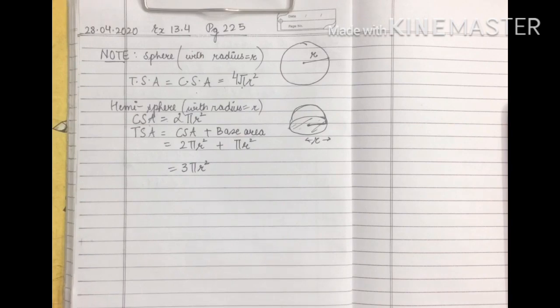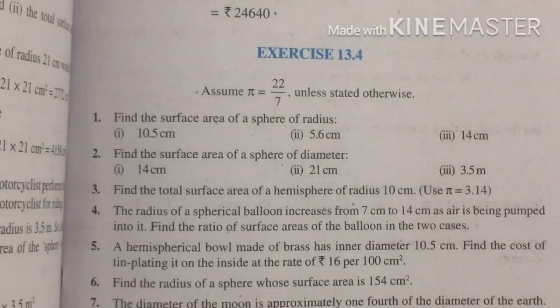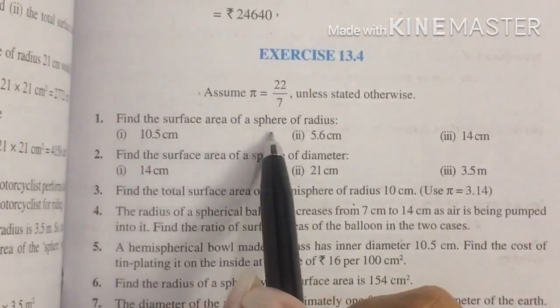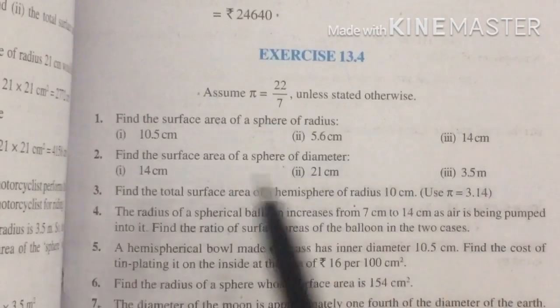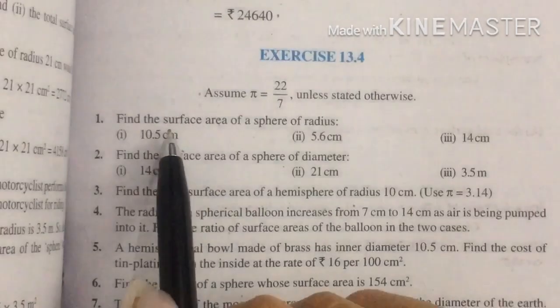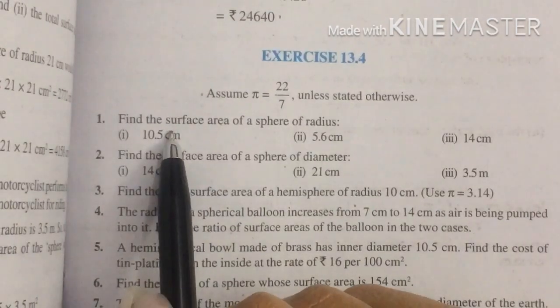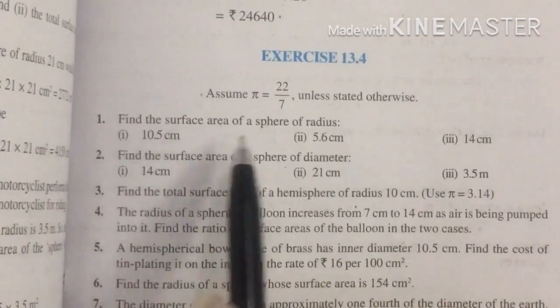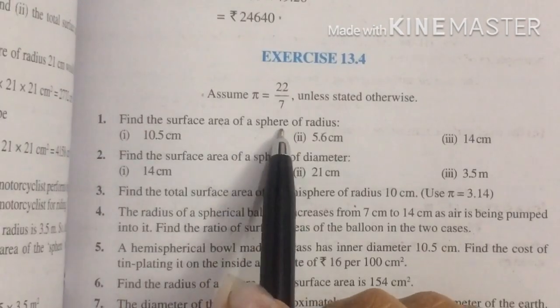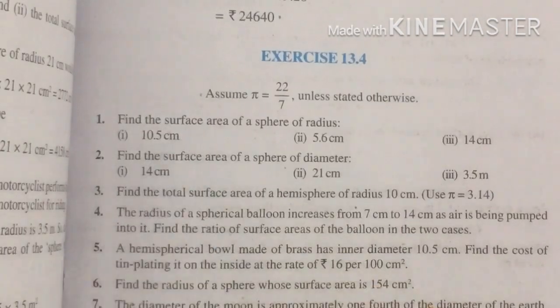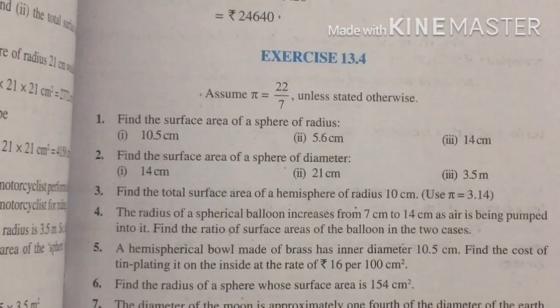Let us do a few questions from the exercise and see how we apply these formulae. Question number 1 from exercise 13.4. It's a simple application. Find the surface area of a sphere of the radius as given. So there are 3 parts. You have to find out the surface area of sphere in each case, since they have not indicated. Now by default, whenever the word surface area is used, it means total surface area. But this is the special case of a sphere. A whole sphere, its curved surface and its total surface, both areas are equal. Let's solve these parts one by one.